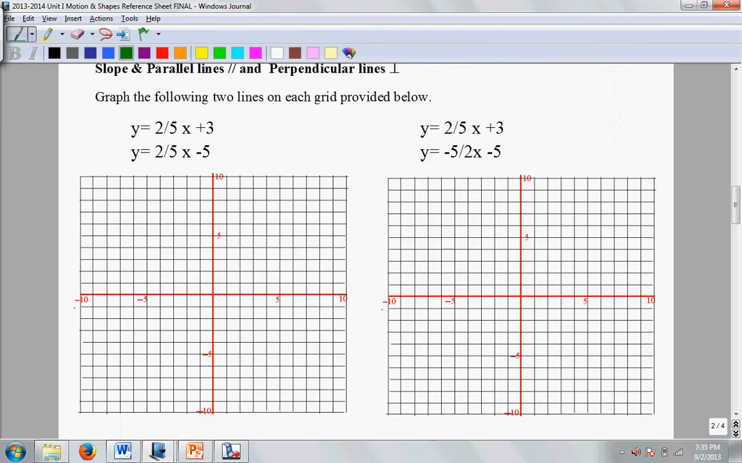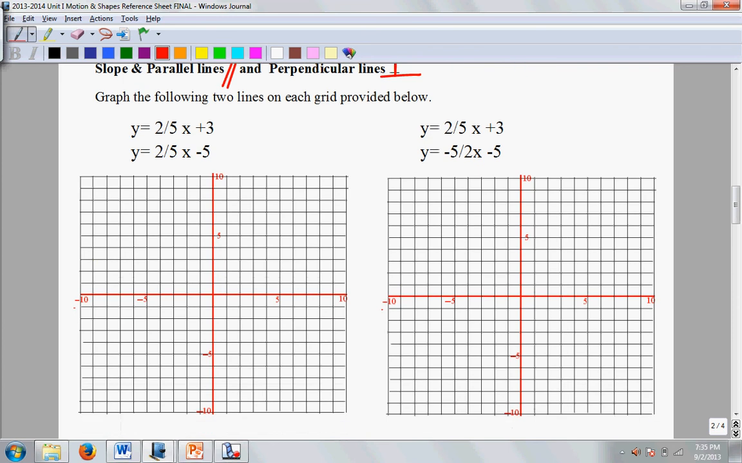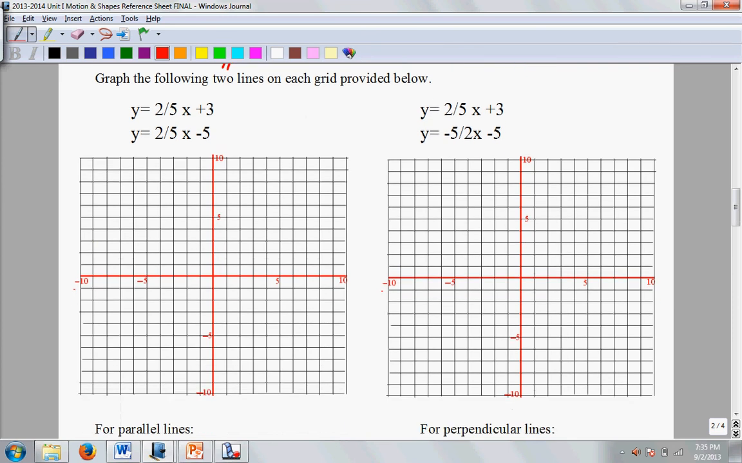Okay, in summary to what you learned, for slope and parallel lines, that's the symbol for parallel, and perpendicular lines, that's the symbol for perpendicular. Let's graph these 2 lines. We're going to graph y equals 2/5 x plus 3. So 1, 2, 3. That's our intercept.